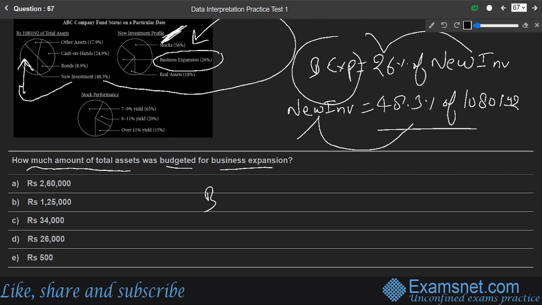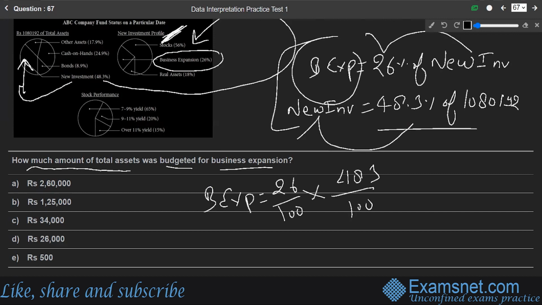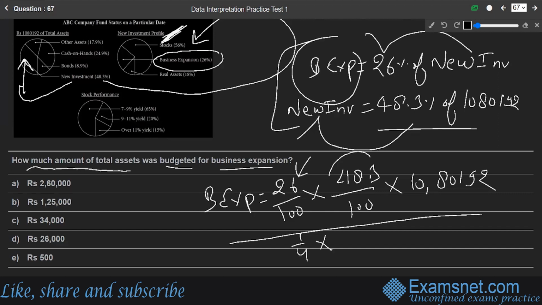So clearly, if we combine these two statements, business expansion becomes 26% of 48.3% of rupees 10 lakh 80,192. If we combine this, this is what the expansion becomes. And clearly we are supposed to answer in an approximated way, because we will not have that much time to solve each and everything. So let us approximate this 26% as simply 25%, which is 1/4. So this is 1/4 into, let us approximate this 48.3% to be 50%. So 50 by 100 is 1/2 into, let us approximate the 10 lakh 80,000 to be simply 10 lakh rupees.